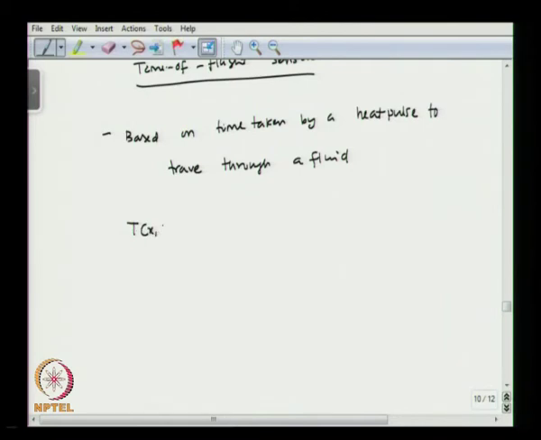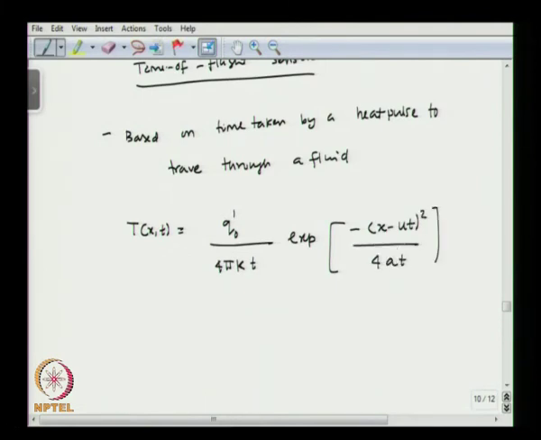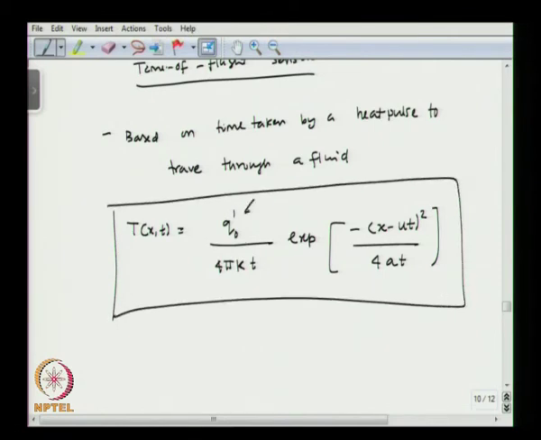So, T(x,t), which is a function of time, is going to be q0 dash over 4 pi k t, into exponential of minus (x minus ut) square divided by 4 a t, okay. So, the temperature is going to be a function of x and t. This is the heat flux that is generated by the heater, k is the thermal conductivity, t is time, u is the velocity, x is the direction in the x direction, and a is the thermal diffusivity, okay.